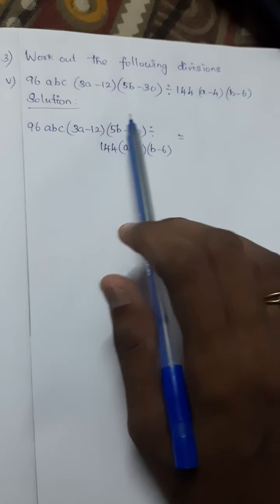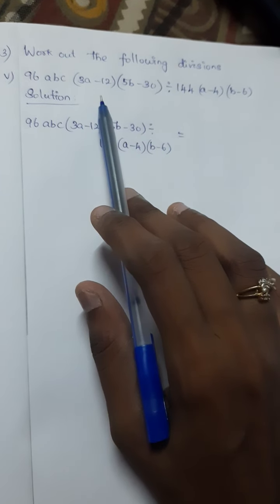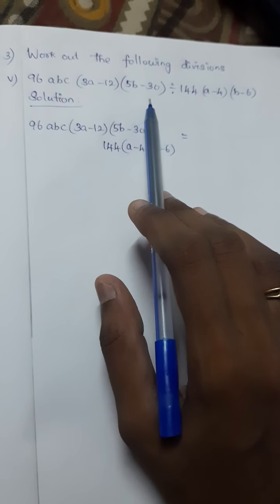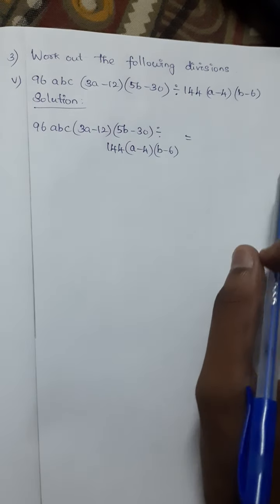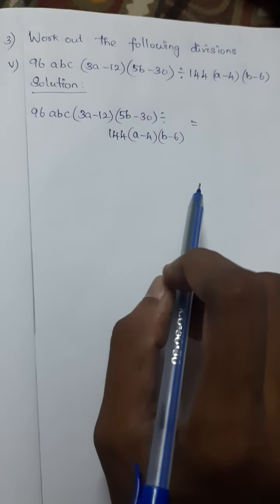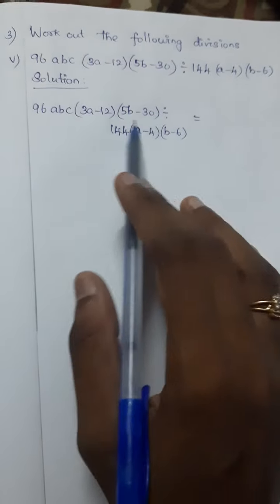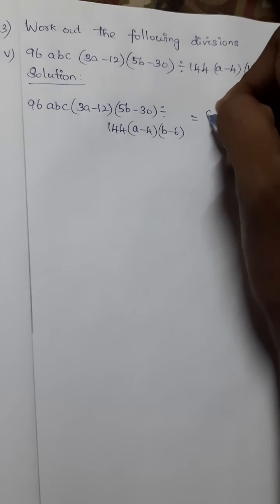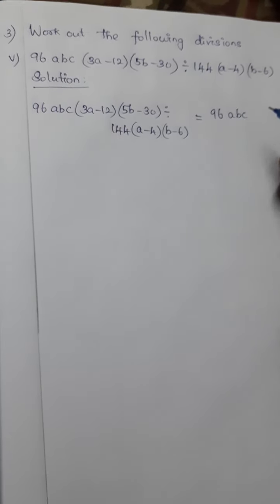Work out the following divisions. 96abc(3a minus 12) divided by 144(a minus 4)(b minus 6)... wait, as given: 96abc times (3a minus 12)(5b minus 30) divided by this is given. So which is a polynomial divided by a polynomial. Okay, so now we are going to divide this expression. So write it as numerator by denominator.